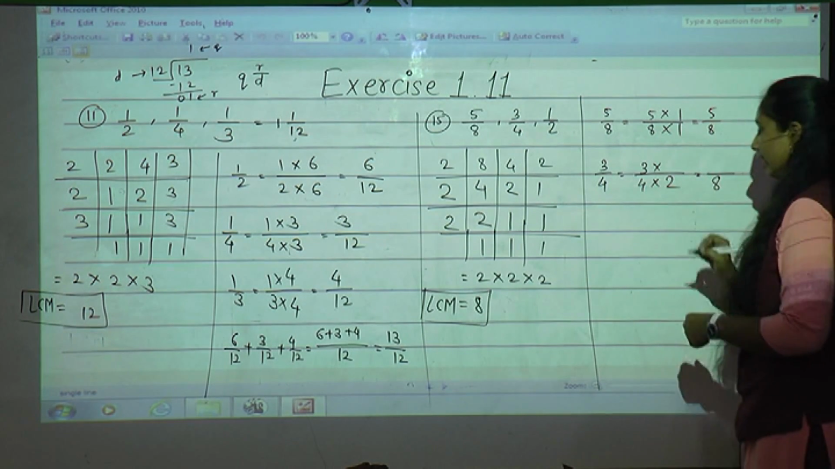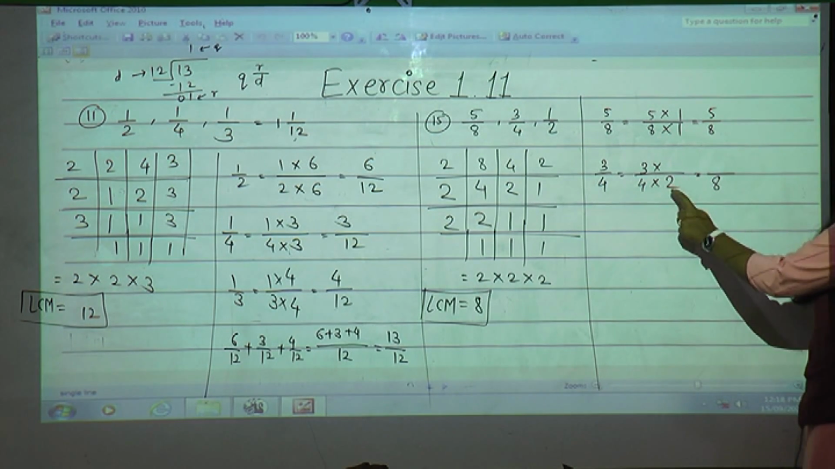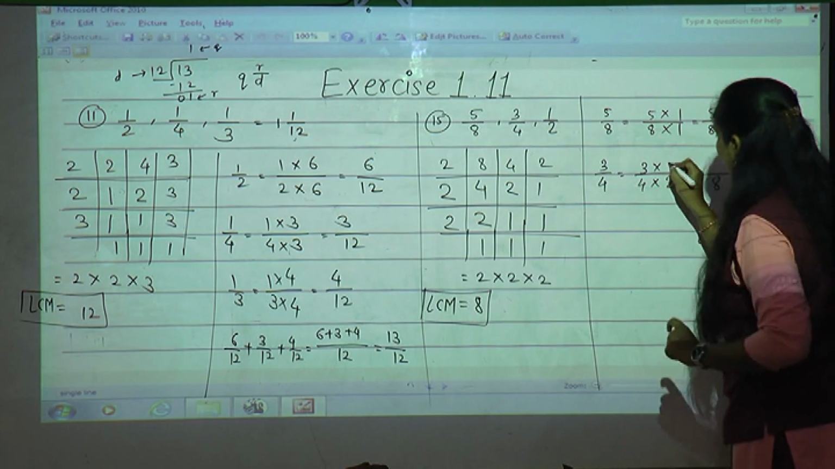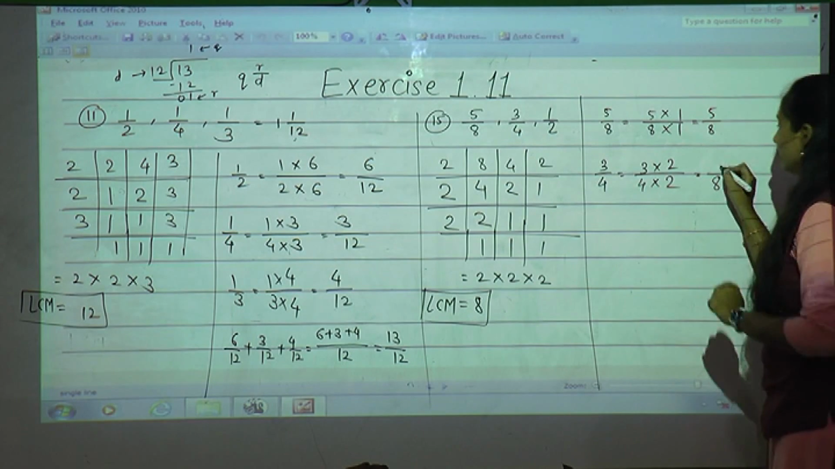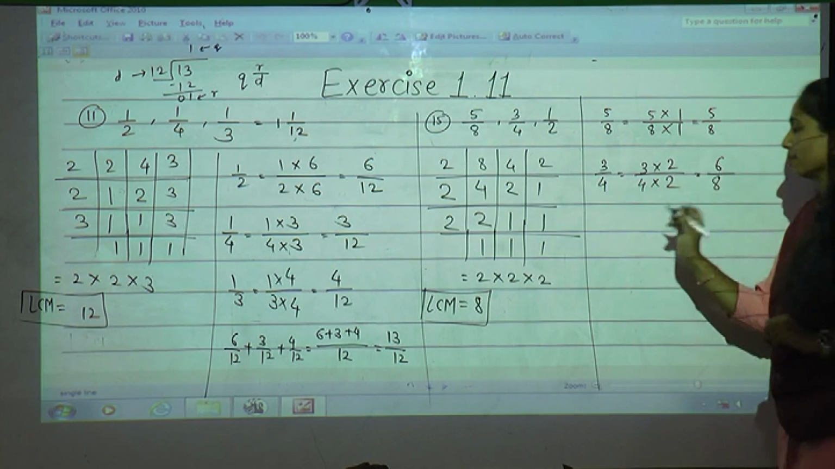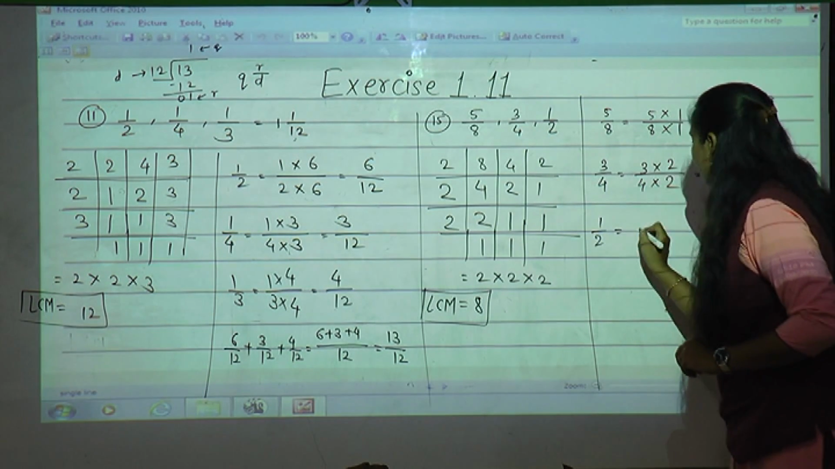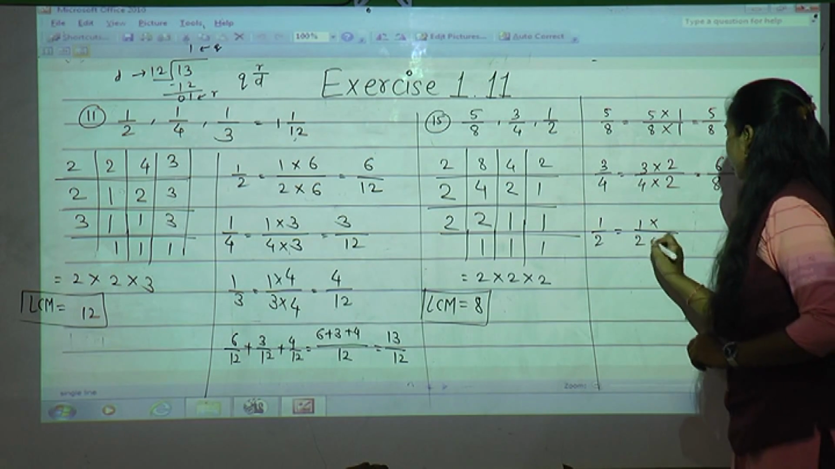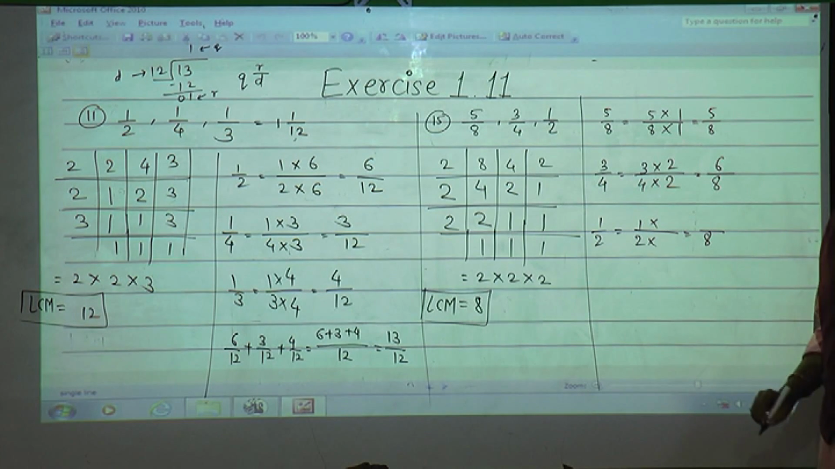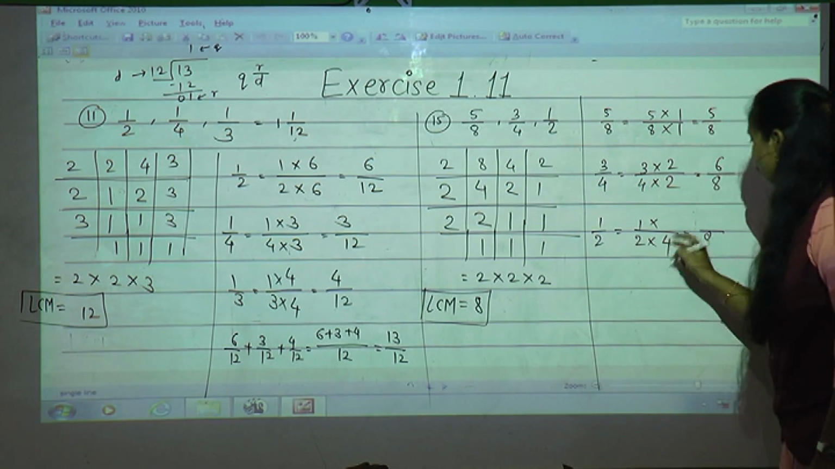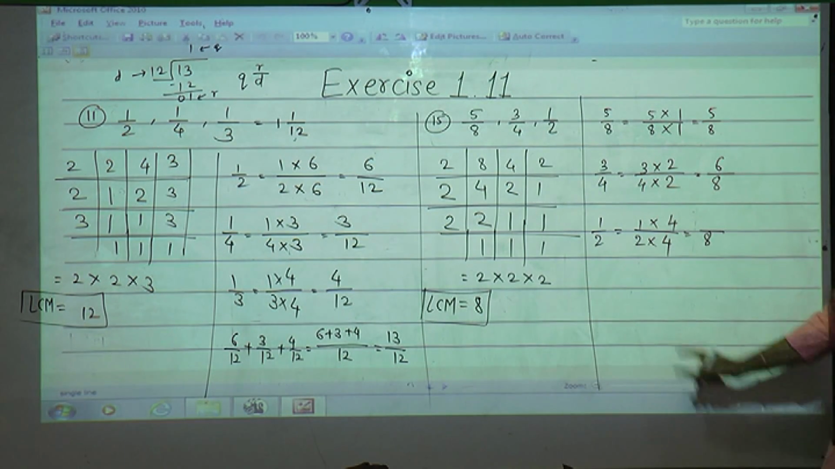4 2s are 8. In the place of denominator if you have taken 2, so we have to take in the place of numerator also 2 only. So 3 2s are 6. Now next number 1 upon 2. Now 2 what's are 8? 2 4s are 8. So 4 in the place of numerator also.